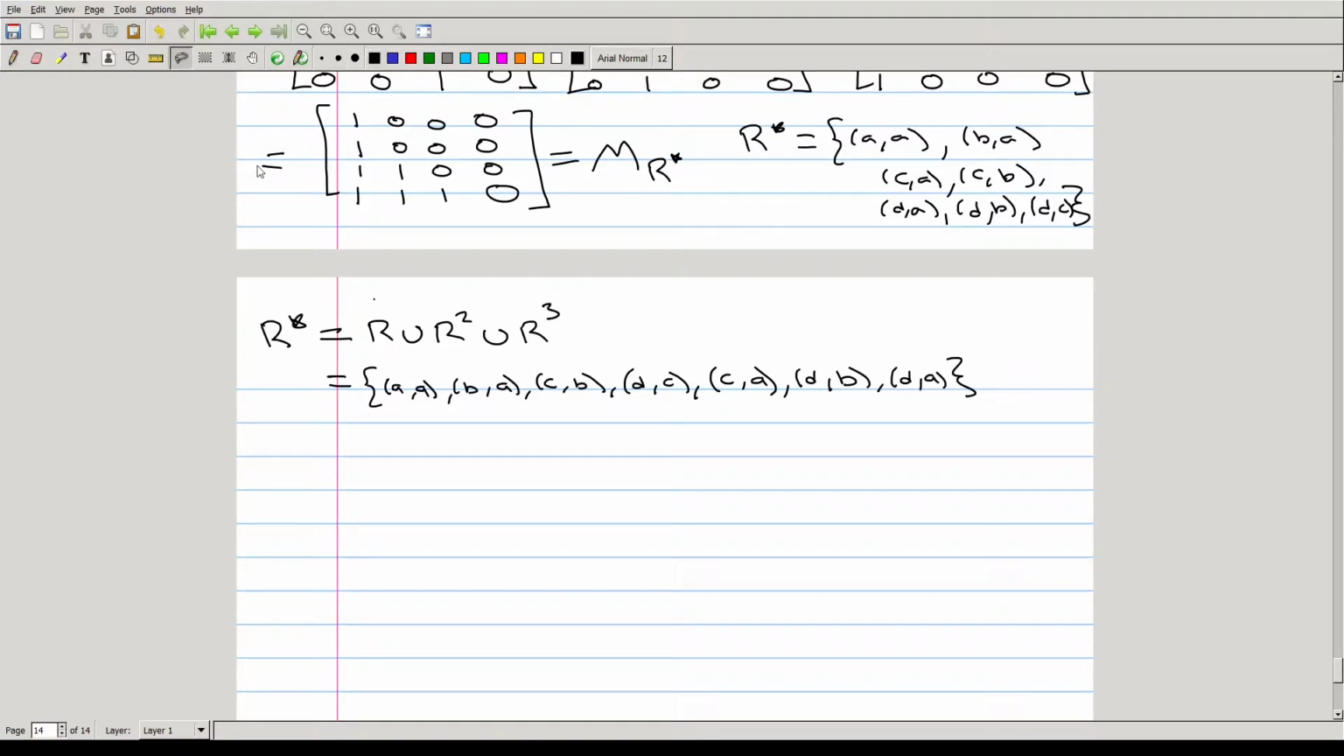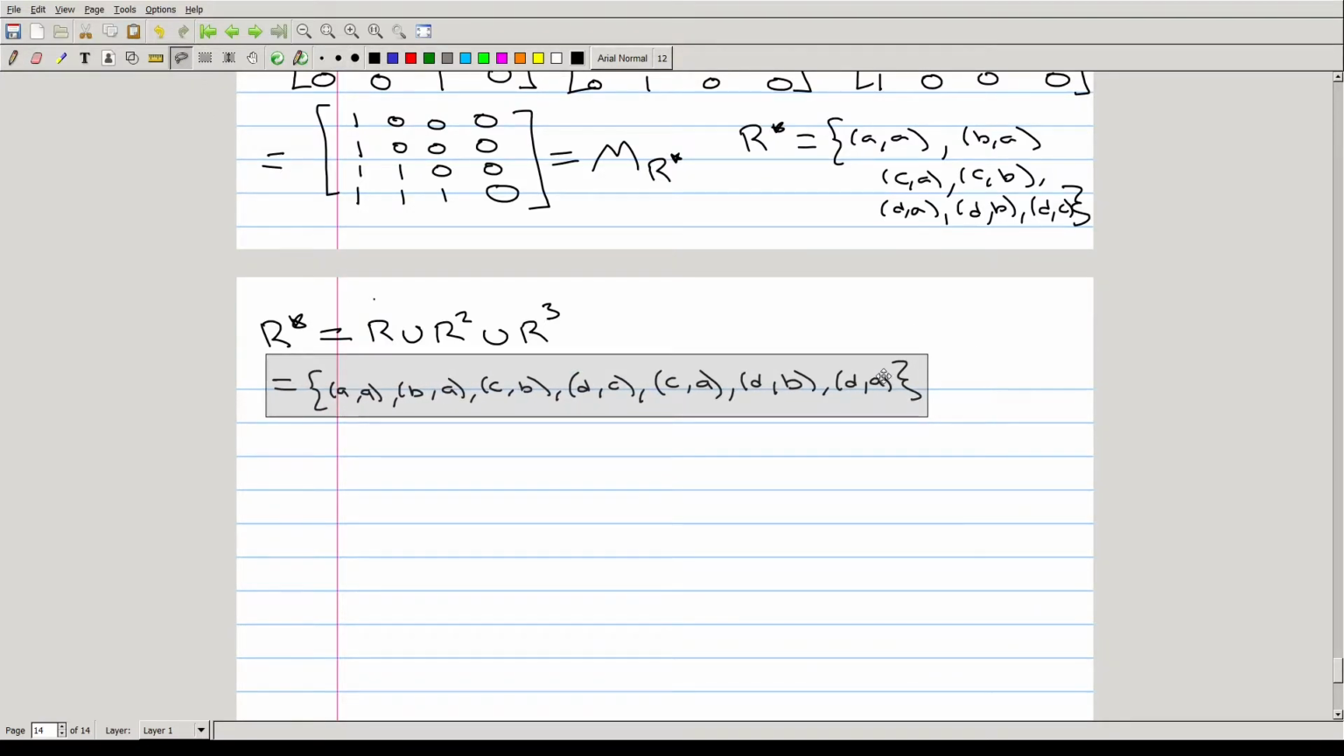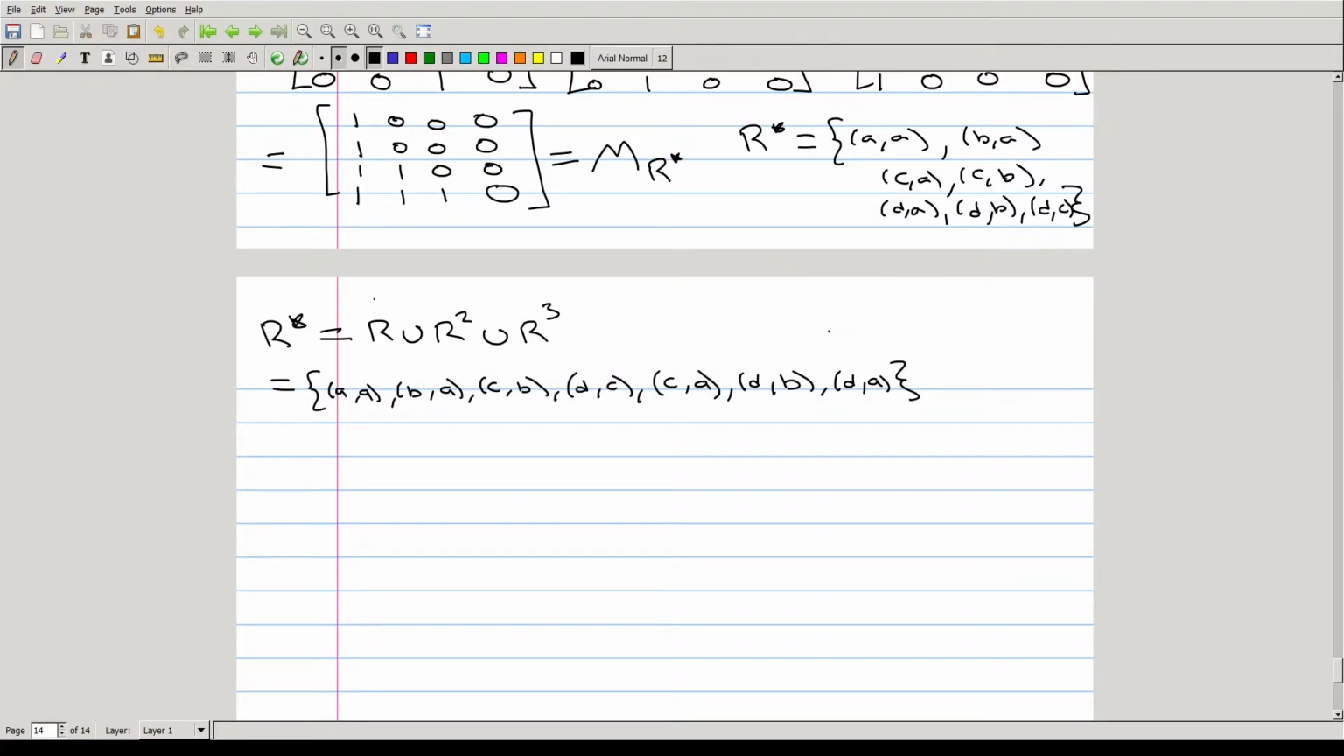So this R star is directly represented by MR star, which we calculated by taking the Boolean powers of the original relation MR and then joining each one of these powers together. Not only that, but we also find that for each one of these Boolean powers, the matrix that represents the power of the relation is the correct matrix for representing that power of the relation itself.